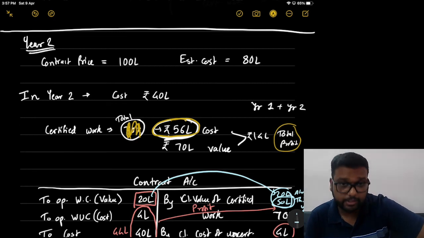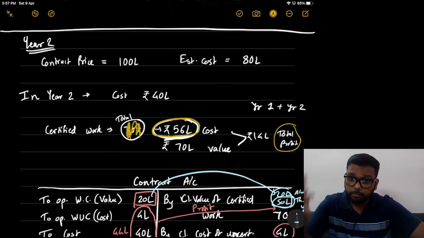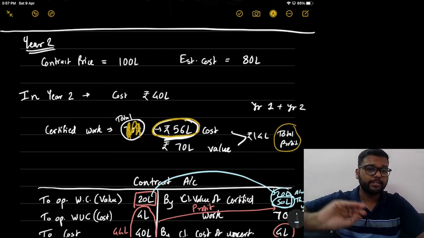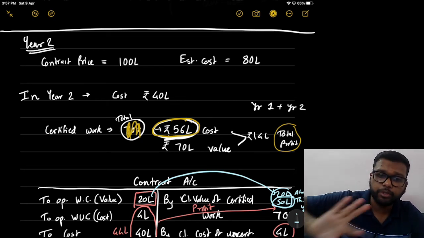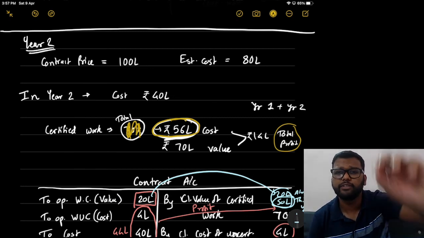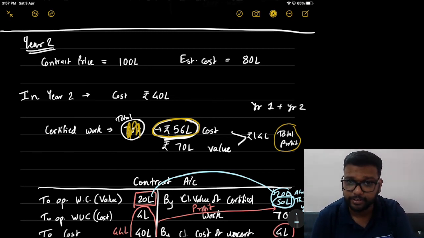Okay, the questions in exam are actually given in much simpler form. I am giving it from root level. So in exam they don't do it like this. They directly give you the figures. This is uncertified work at the year end. This is certified work at the year end. You just have to write it in the contract account. So it is very easy.